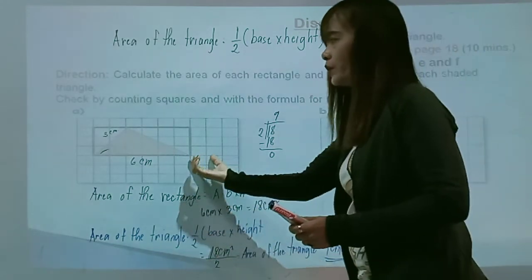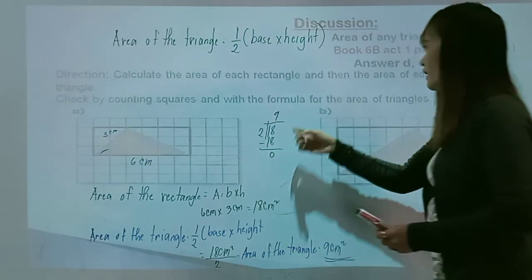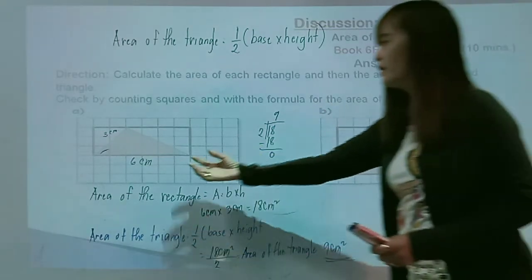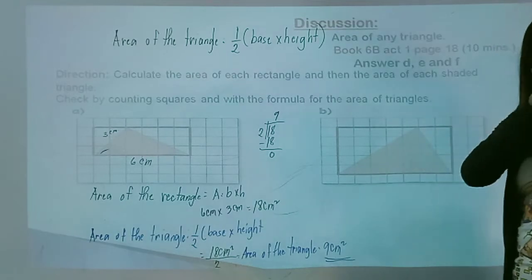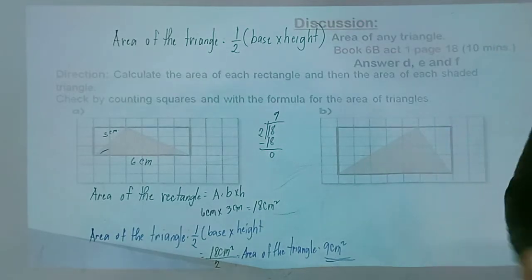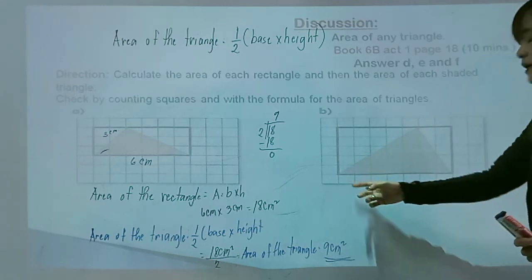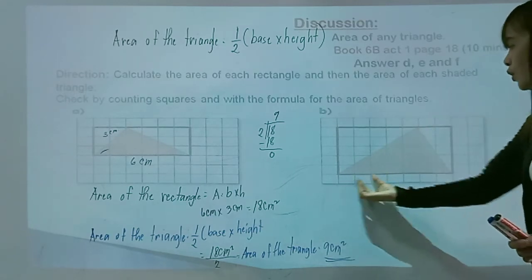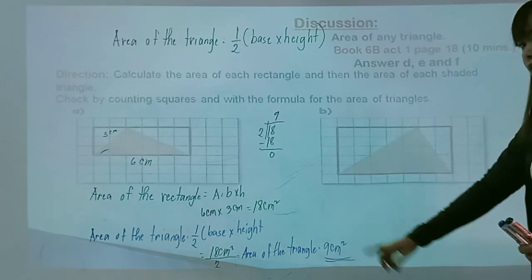Okay, this is how we are going to calculate the area of each rectangle and the area of each shaded triangle. Can you understand, class? Okay, let us proceed to letter B. For letter B, as you can see, this is the figure. First, class, we need to know the measure of the base and the height. Let us do the base first.